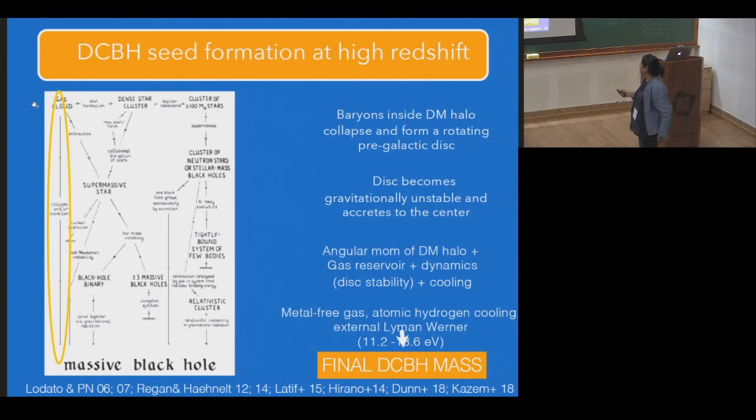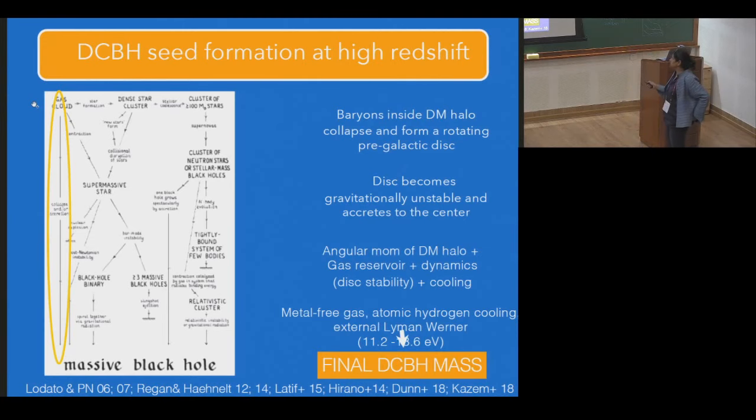So what we did, and this is quite a while ago now, 2006 and 2007, with one of my postdocs, Giuseppe Lodato, we started looking into what the conditions are that could give you a black hole seed that is 10^4 to 10^6 solar masses. What are the physical conditions in the universe that you would need in order to get such a seed?